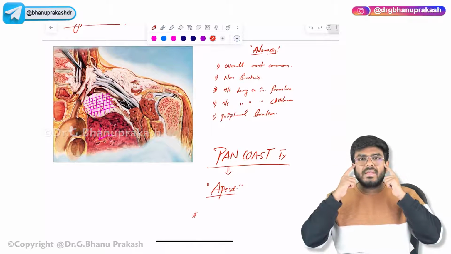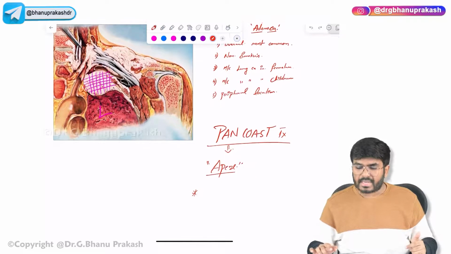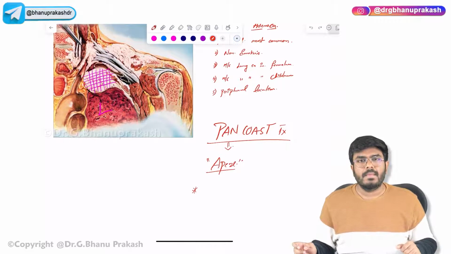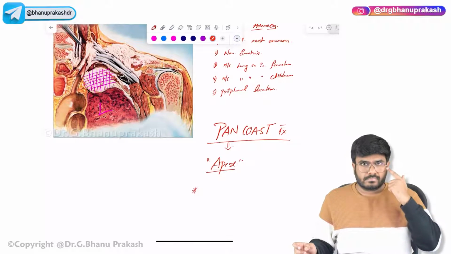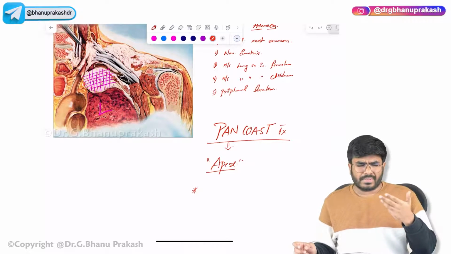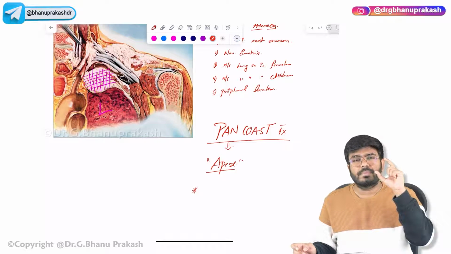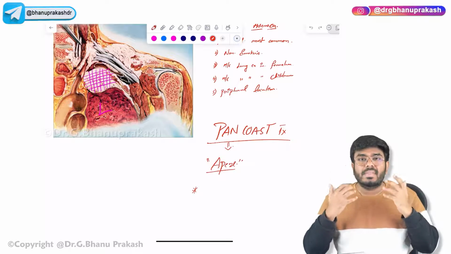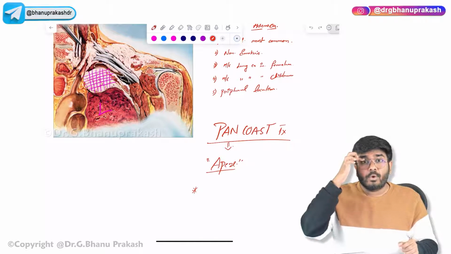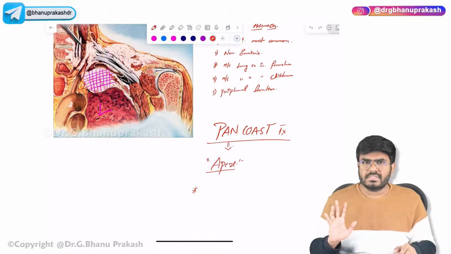Okay. Now, does your head and neck have sympathetic activity or not? Yes, there is sympathetic activity going on. What is the sympathetic activity that is going on in your head and neck? Something like lacrimation? That's parasympathetic activity. What is sympathetic activity? Sympathetic activity is dilation of the pupil. Sweating is a sympathetic activity. Next, keeping the eyelid open, that's also a sympathetic activity. So these are the sympathetic activities in your head and neck.